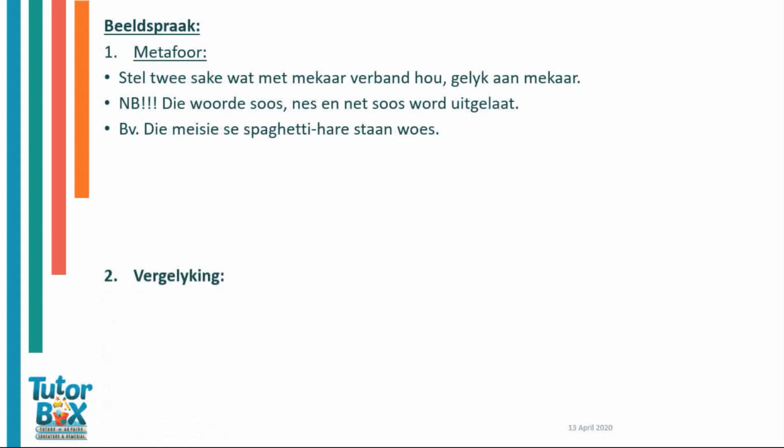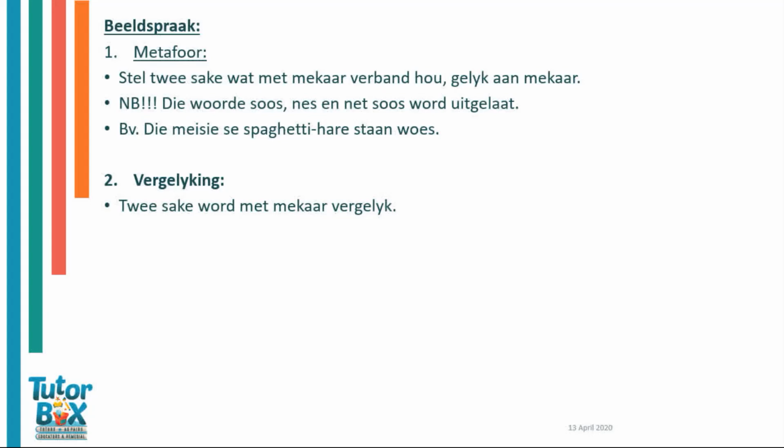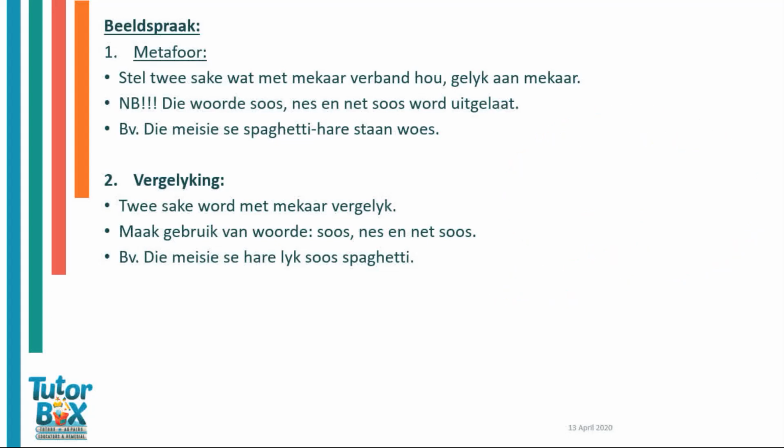Okay. But then you get a vergelyking. Okay. Twee sake word met mekaar vergelyk. Okay, yet again, two things are put together, but this time the words soos, nes en net soos must be there. Okay. Die meisie se hare lyk soos spaghetti. Okay. So the metaphor does not have soos, nes en net soos, but the vergelyking has soos, nes en net soos.